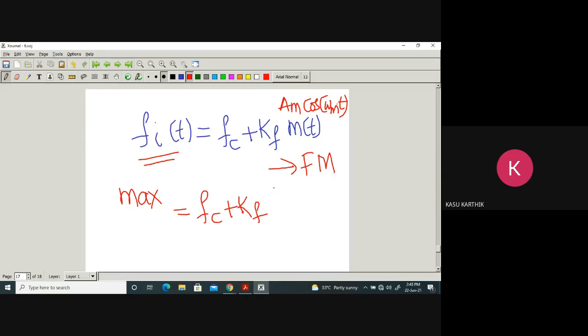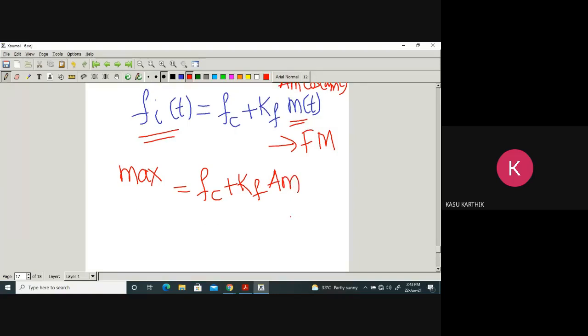Now what is the maximum value of this signal? Anybody? What is the maximum of m of t? Am. What is the minimum of this fi of t?